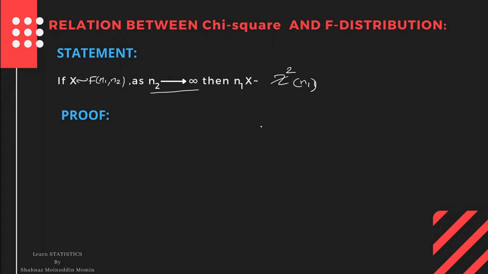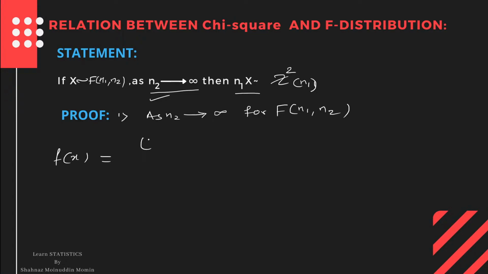In this relation, we will take two steps to prove the relation. In the first step, I will take the limit as n2 tends to infinity for an F distribution. Then we will obtain the distribution of n1x in the second step. So the first step is, as n2 tends to infinity for F(n1, n2). Now consider the PDF of F distribution.